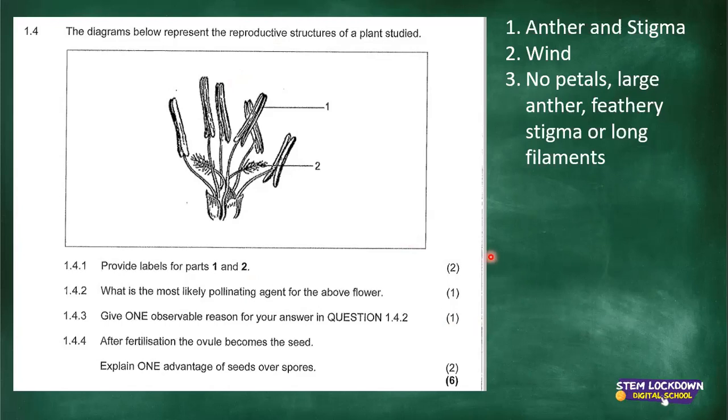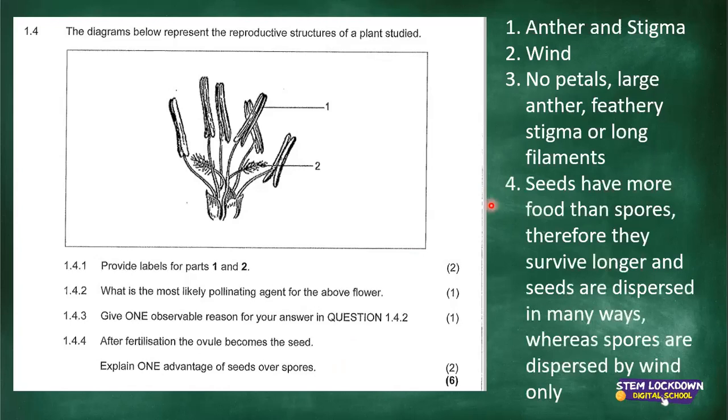What is the advantage of seeds over spores? And you were given this one fact that the ovule, after fertilization, will then become the seed. So before fertilization, it's just the ovule. After fertilization, it becomes the seed. So, what is that advantage of seeds over spores? Okay, seeds have more food than spores. Therefore, they survive longer, and seeds are dispersed in many ways, whereas spores are dispersed by wind only.